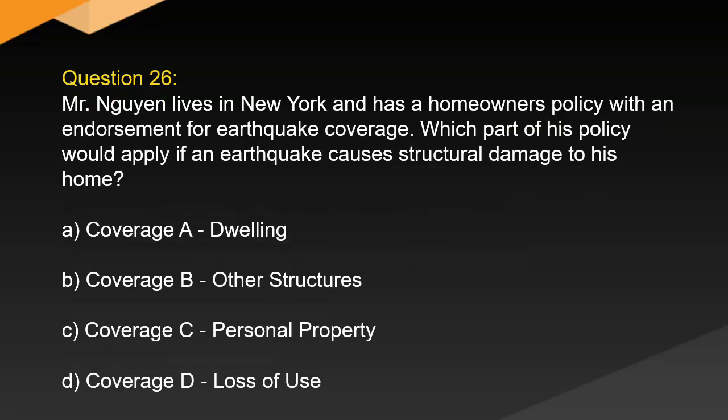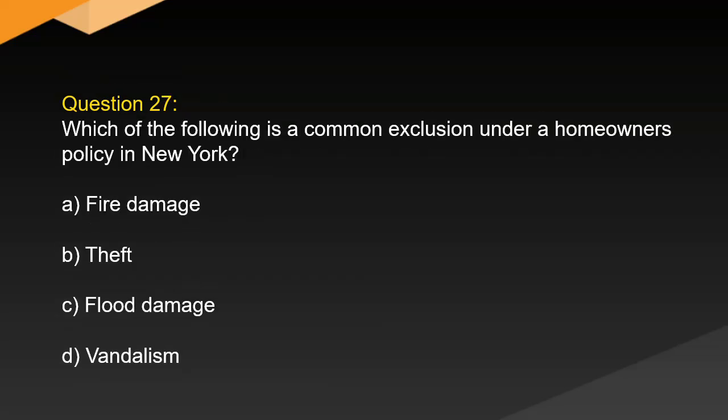Question 26. Mr. Nguyen lives in New York and has a homeowner's policy with an endorsement for earthquake coverage. Which part of his policy would apply if an earthquake causes structural damage to his home? A. Coverage A, Dwelling. B. Coverage B, Other structures. C. Coverage C, Personal property. D. Coverage D, Loss of use.